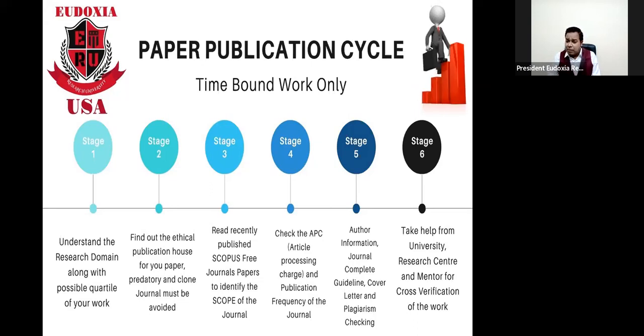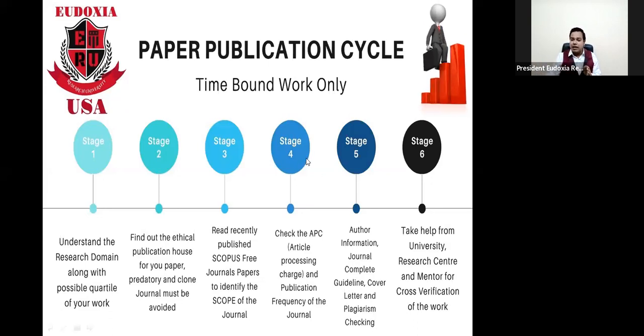Read recently published, stage 3. You see that, read recently published Scopus-indexed journal papers to identify the scope of the journal. So you have to understand the journal mentioned these are the scope. But before submission of your paper, read some papers from the journal and see whether they are publishing this kind of work or not. If they are not publishing work related to your research, then you should go with a different journal, another journal. There are numbers of journals.